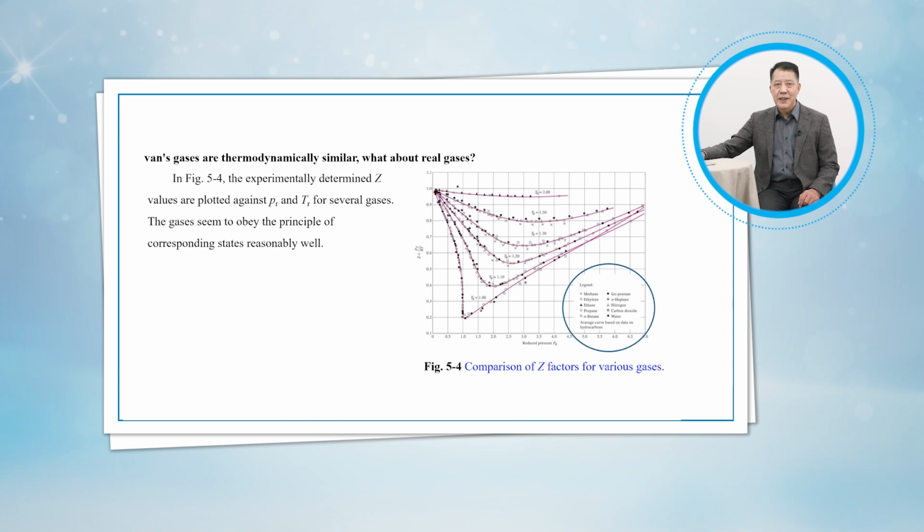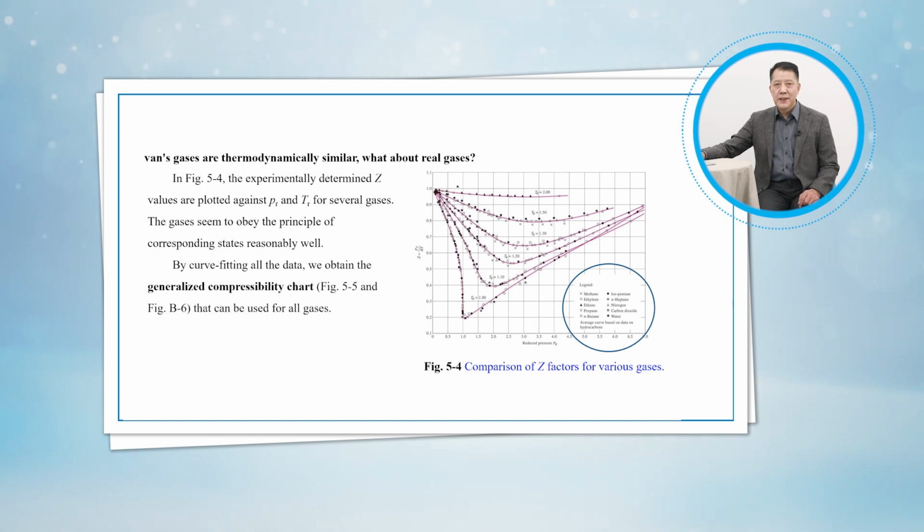The solid lines denoting reduced isothermals represent the best curves fitted to the data. The gases seem to obey the principle of corresponding states reasonably well. By curve fitting all the data, we obtain the generalized compressibility chart that can be used for all gases.